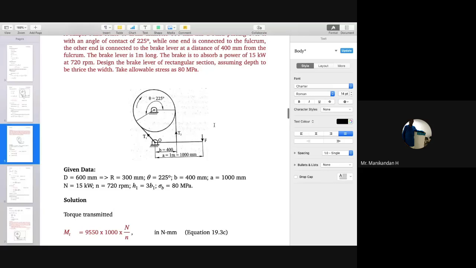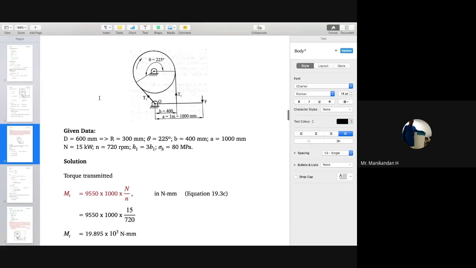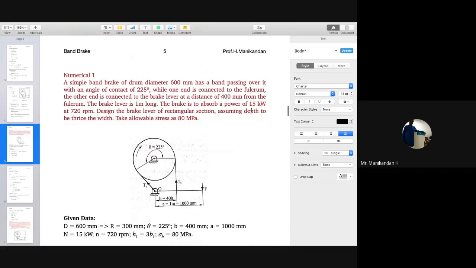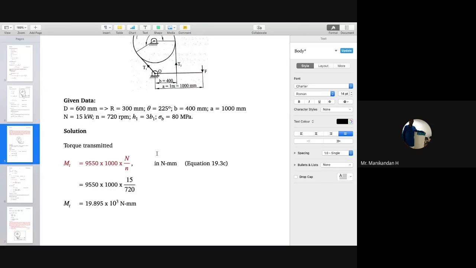So go to the given data. Diameter of the drum is 600, so R is equal to 300 mm. Theta is 225, they are given. B is equal to 400 mm. A is equal to 1000 mm. Capital N is equal to 15 kilowatt. Small n is equal to 720 rpm. H1 is equal to 3B1, they are given in the question. Depth is thrice the width. Sigma B for the lever: since it is a lever, the given 80 megapascal is sigma B. Now we'll see how to solve this.